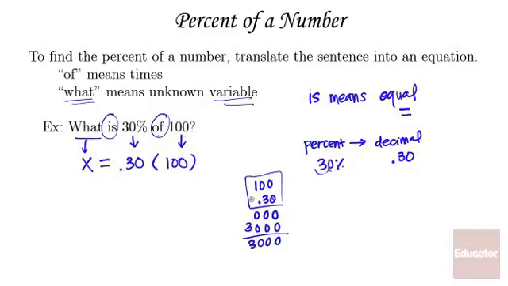Now, within the problem, because we multiplied, how many numbers are behind the decimal point? There's 2 numbers, right? 1, 2. So we have 2 numbers behind the decimal point. You're going to go to the answer starting at the end. You're going to go 1, 2. And that's where the decimal point is going to go, 30. So x equals 30. Now there's a shortcut.